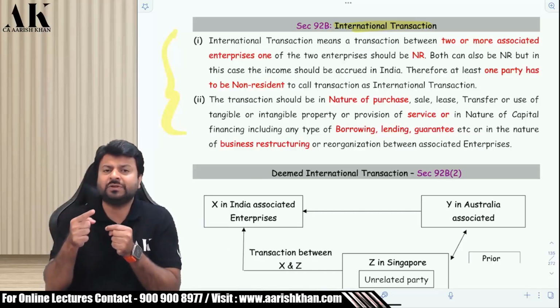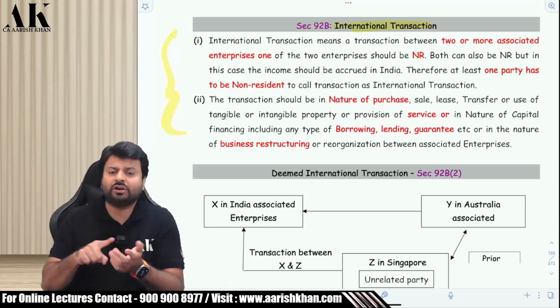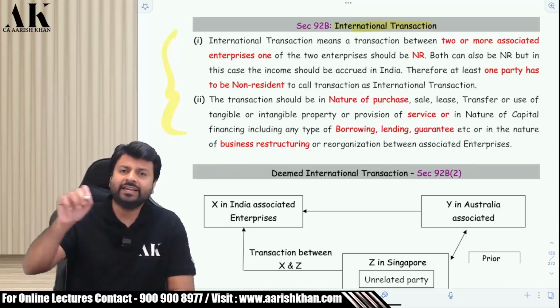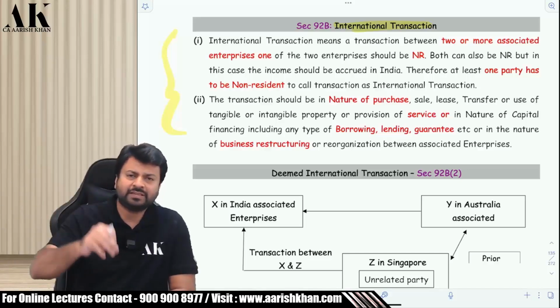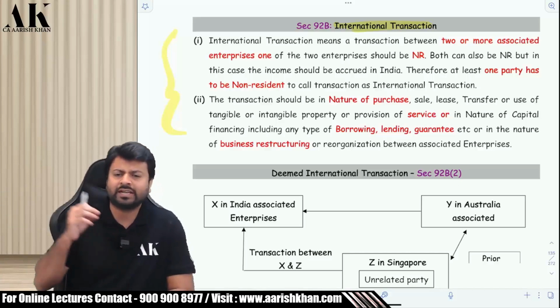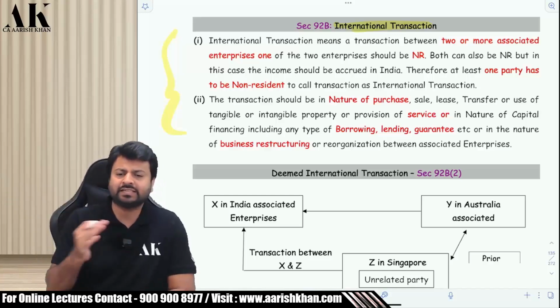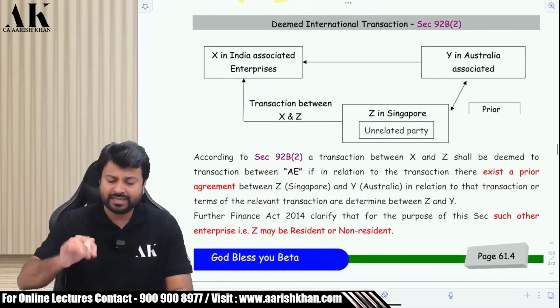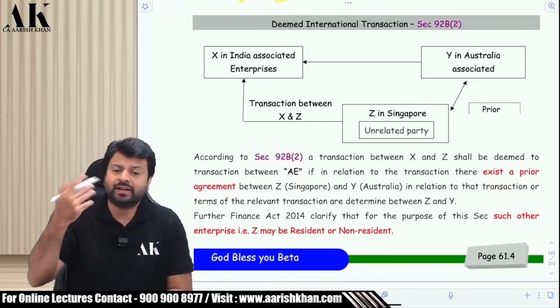If a transaction is between two associate enterprises and one of them is non-resident, then it can be called an international transaction. The nature of transaction can be anything. It can be purchase, sale, borrowing, lending, business structure, leasing, provision of service, et cetera. It can be of any nature, it doesn't matter. Next, what is a deemed international transaction?